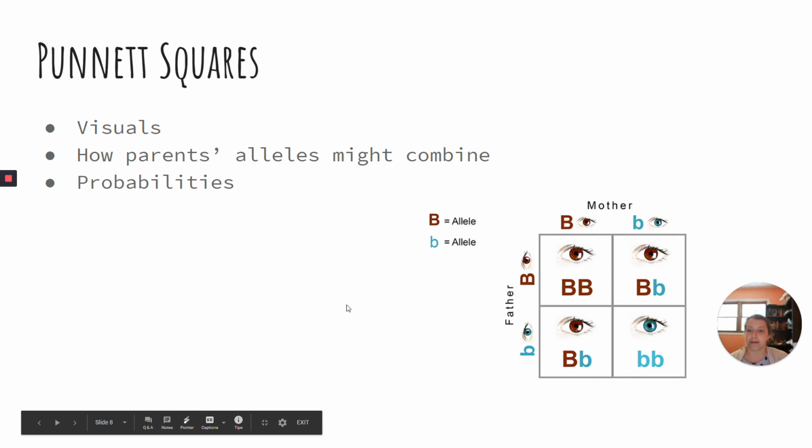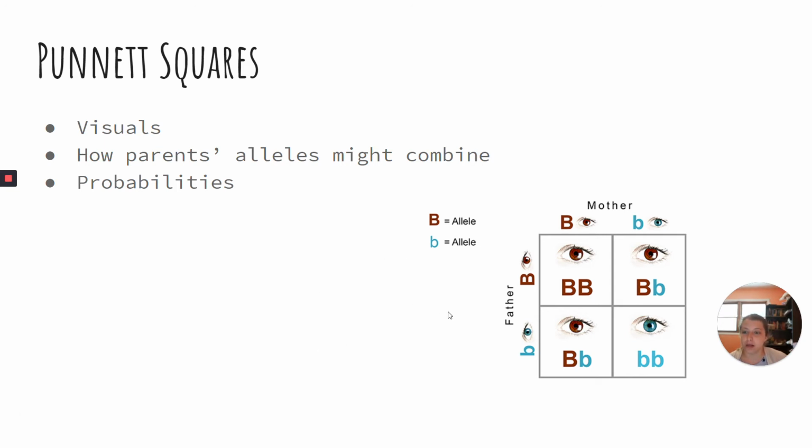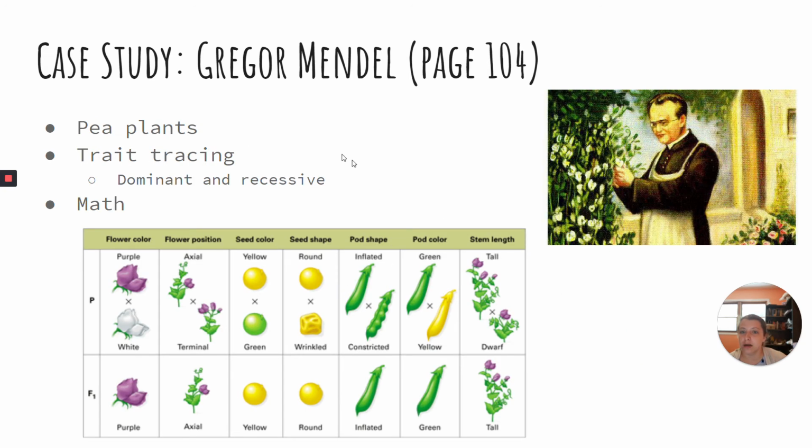Okay, so let's move on. I have a case study that we are going to talk about. If you want to read along, it's on page 104 of your book, Cells and Heredity. So Gregor Mendel, if you read before this, that's cool. If not, I'll kind of catch you up.